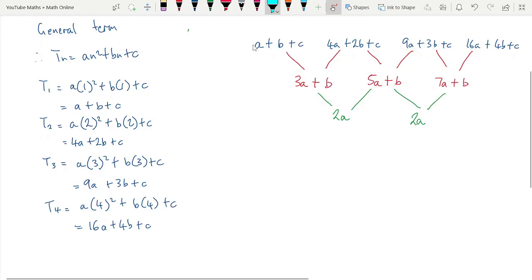So if you want to find the first term, it's going to be a plus b plus c, and then we have 3a plus b, and then we have 2a. So that is how we find the formula. I hope you find this proof useful, and I hope you now understand where you get these general formulas for finding terms of a quadratic sequence. Remember, it's for the first term of the sequence, the first term of the first differences, and the second common difference.